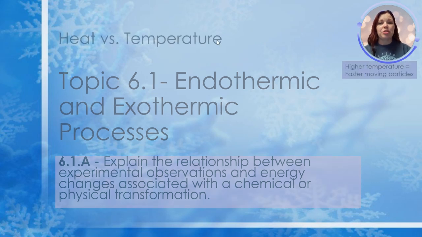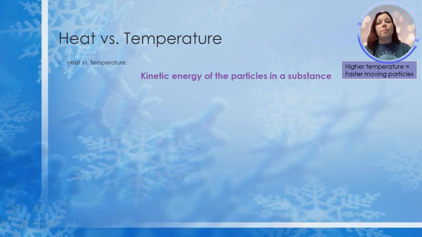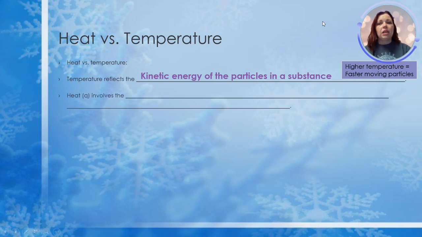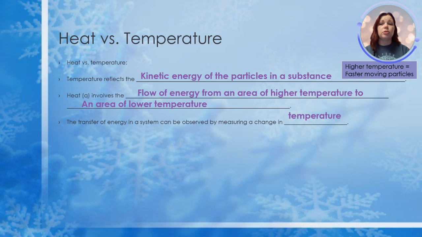So this is thermochemistry. Thermochemistry is the study of energy in the form of heat. First of all, we're going to talk about the difference between heat and temperature. Temperature reflects the kinetic energy of the particles in a substance. So higher temperature is faster moving particles. Heat, which we often denote as Q, involves the flow of energy from an area of higher temperature to an area of lower temperature. So heat and temperature are related, but they are not the same, and that is a common misconception. The transfer of energy in a system can be observed by measuring a change in the temperature. So the temperature does give us information about the energy flow in a system.